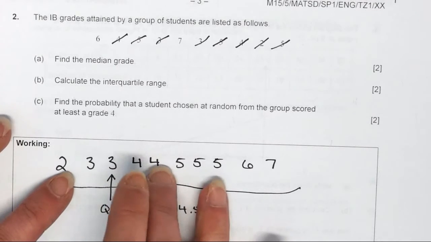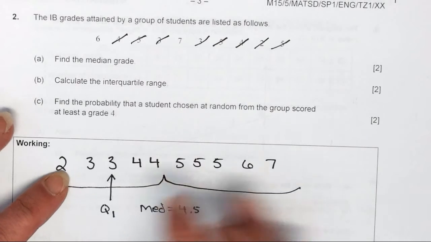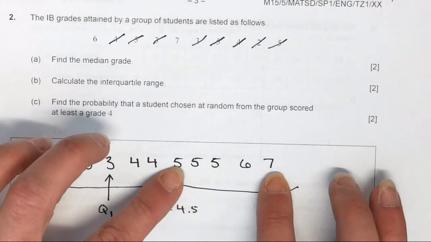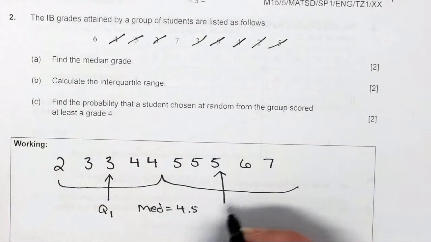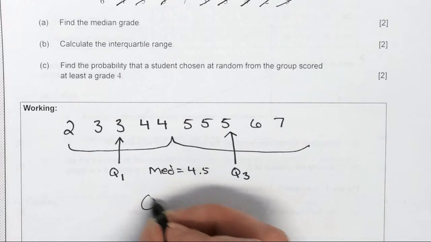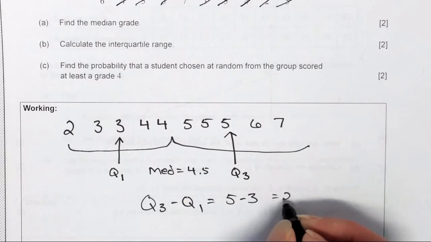The first quartile would be the first quarter. This was halfway, so the quarter would be halfway from there to there. And then Q3 would be halfway between these two, which is 5. So you're basically splitting it in half and then finding the median of each group. So when it says find the interquartile range, that's Q3 minus Q1. That'd be 5 minus 3, which is 2.